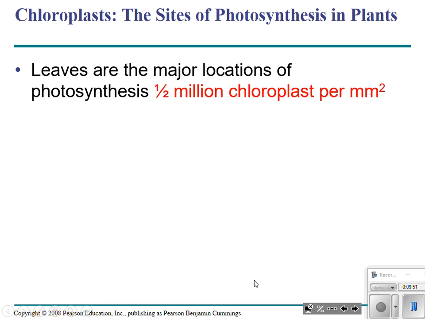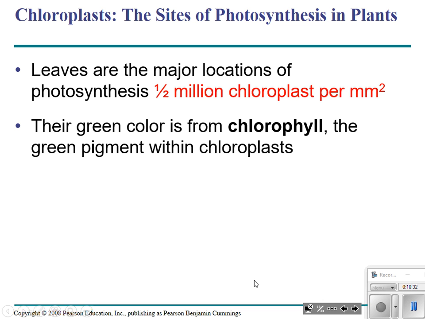The major location of photosynthesis is the leaf of the plant. Half a million chloroplasts per square millimeter. Now, how big is a square millimeter? Really, really small, right? Half a million of these chloroplasts in a square millimeter. That's a lot of chloroplasts on one leaf.